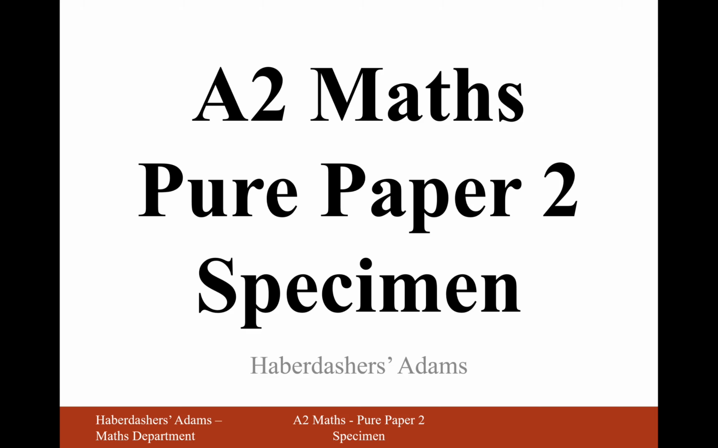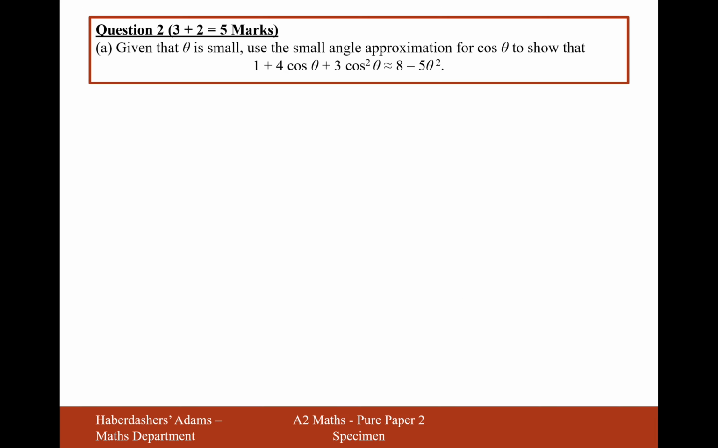Hello there and welcome to A2 Maths from Specimen Paper 2, and here we're looking at question 2, a small angle approximations question. Given that theta is small, use the small angle approximation for cos theta to show that the left hand side is equivalent to the right hand side. Let's recall from the formula booklet what the small angle approximation for cos is.